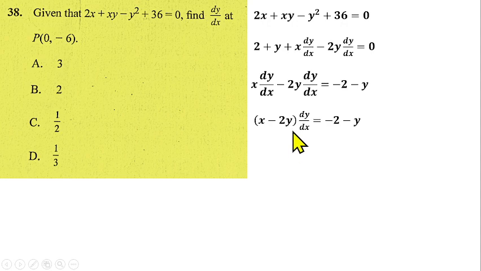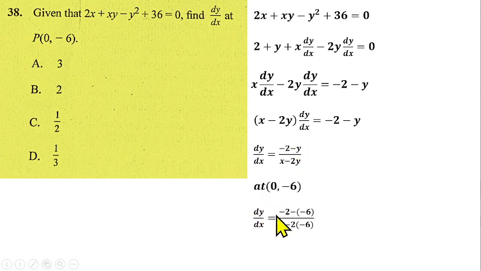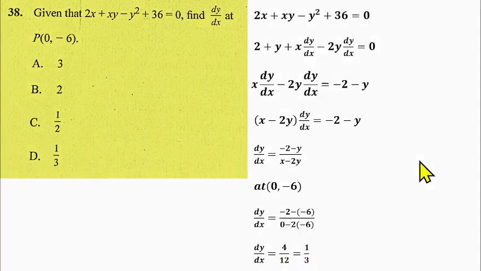You can divide both sides by this so as to get our dy/dx, so the dy/dx will be minus 2 minus y over x minus 2y. Then from there we are given this coordinate, our x is 0, our y is minus 6. Substitute that here, we have dy/dx will be minus 2 minus 6 over 0, which is our x, minus 2 into minus 6. So this will give us minus 2 plus 6, that will be 4. And they are having 0 minus 0 plus 12, so that will be 12. So we have 4 over 12, and that will give us 1 over 3, which is option D.